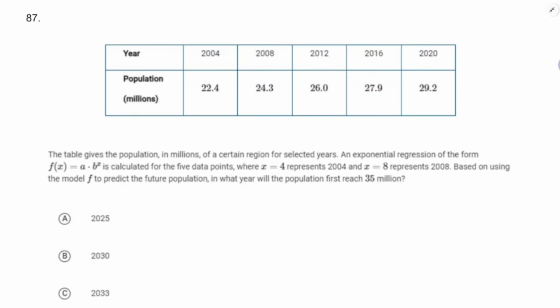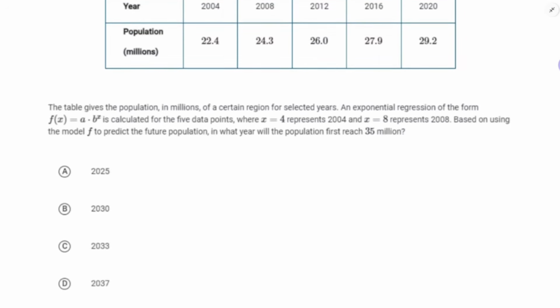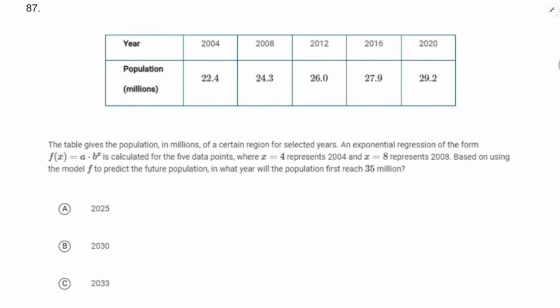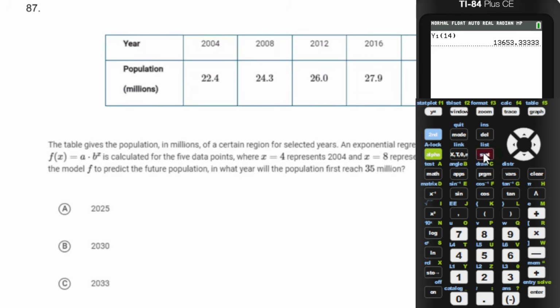Here we've got a table giving the population in millions of a certain region for selected years. Exponential regression is calculated for the 5 data points. In what year will the population first reach 35 million? Okay, so we're going to go into the stat menu, bring back the calculator. Stat menu, edit the lists. Okay, x equals 4 represents 2004. So 4, 8, 12, 16, and 20.